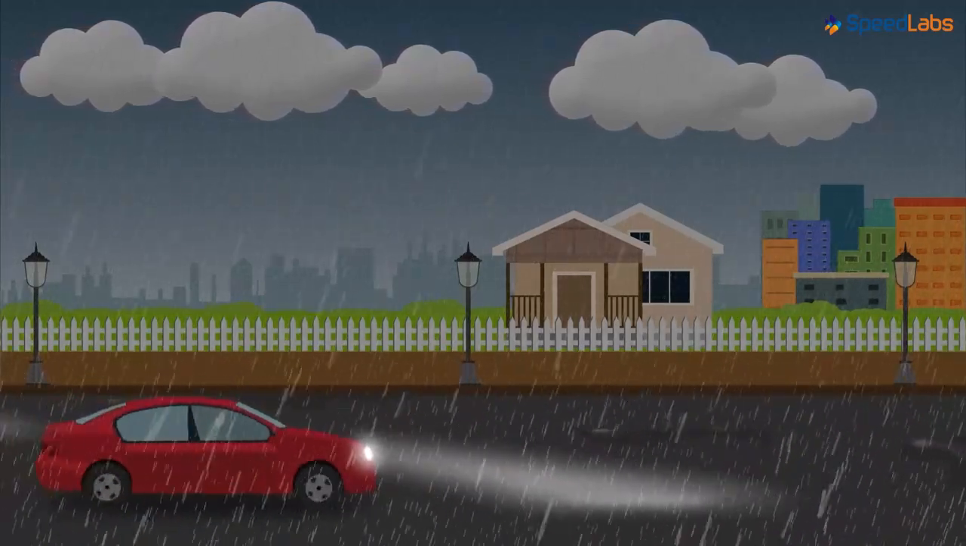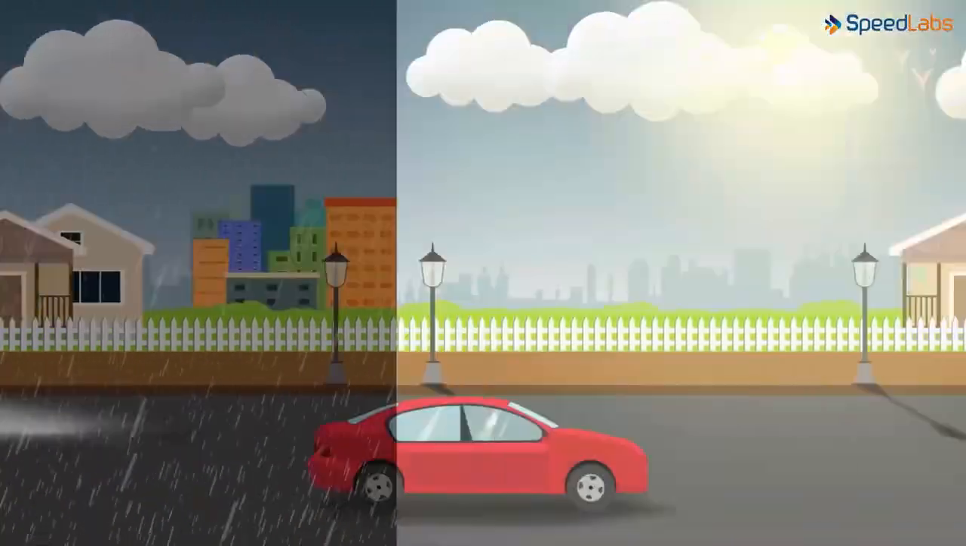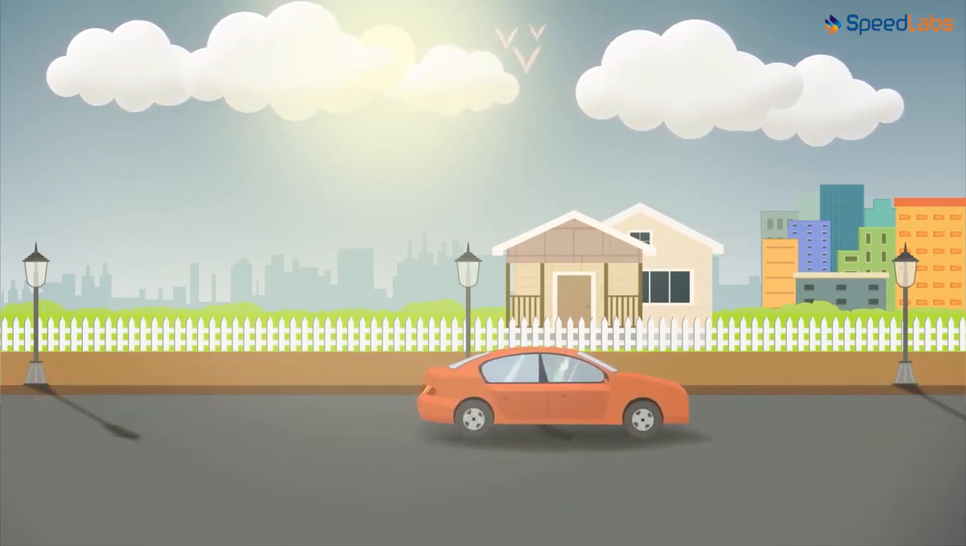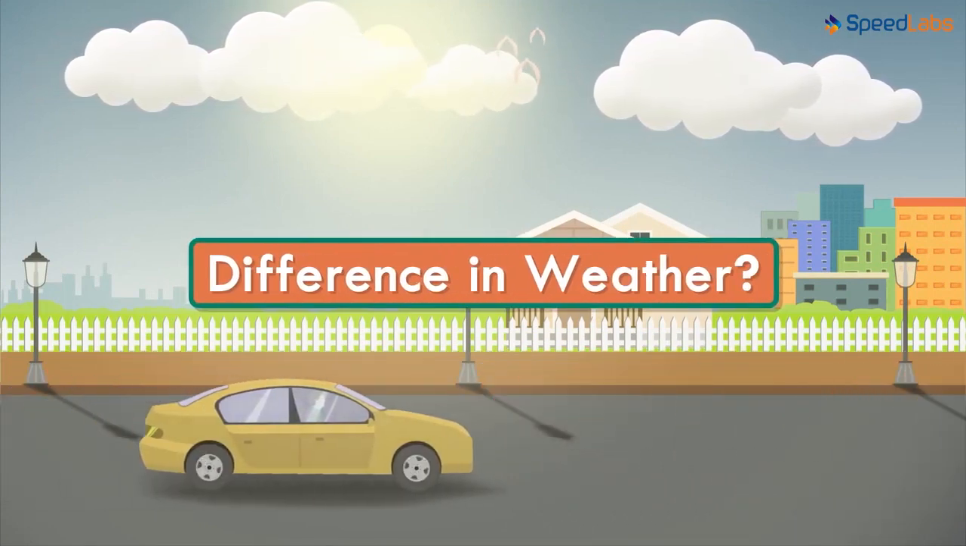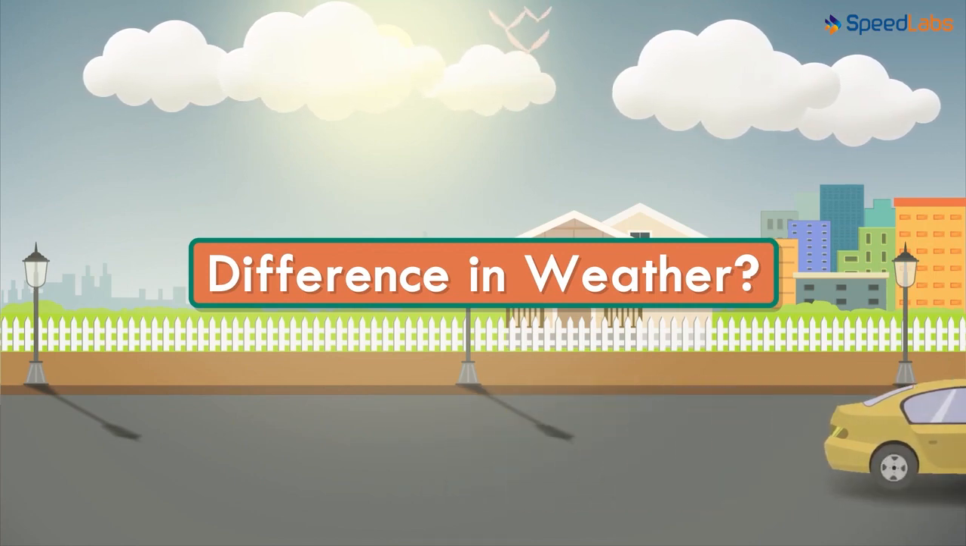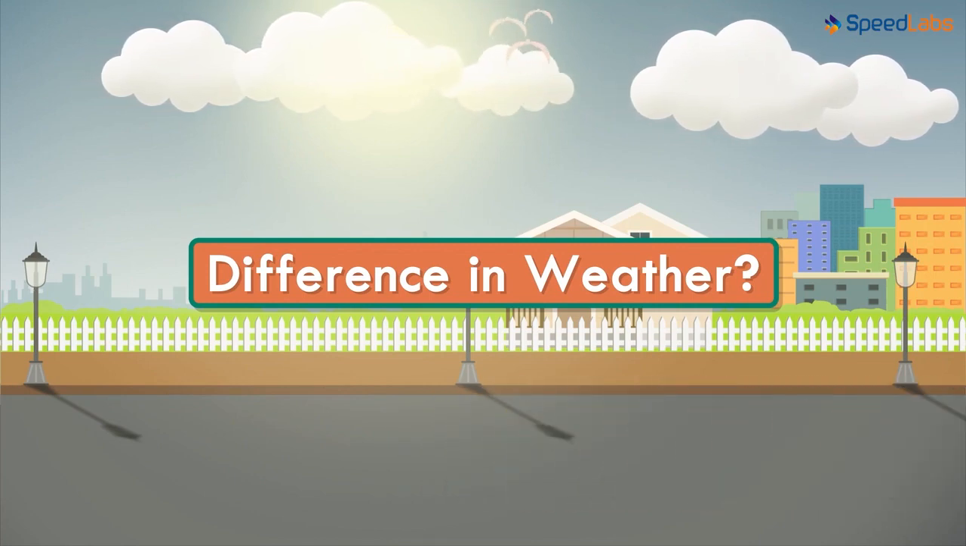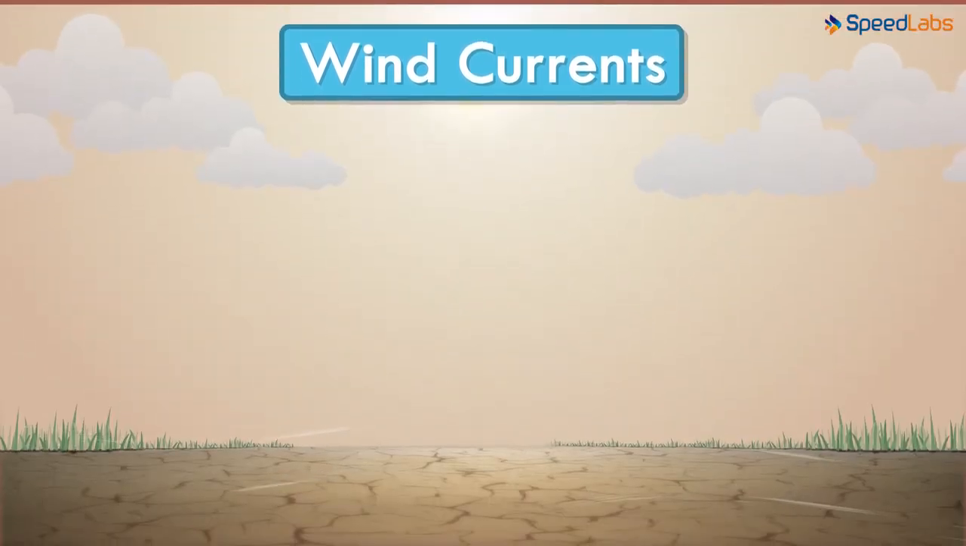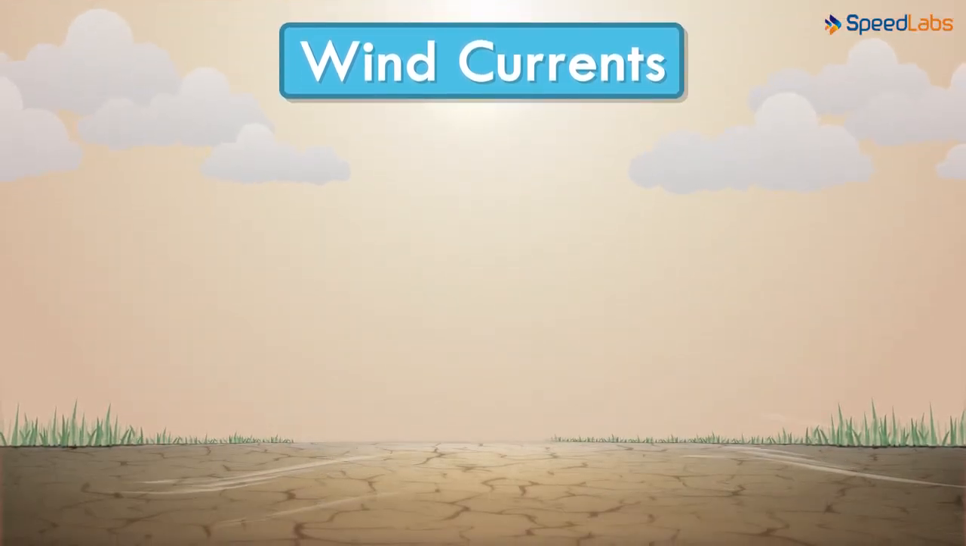Imagine it's the monsoon season. But on some days, we find that the weather is bright and sunny as well. Do you know what causes difference in the weather of a particular area? Out of the many factors, wind currents is a major influencing factor that can lead to the change of weather in a particular area. Let us get to know about wind currents in a bit more detail.